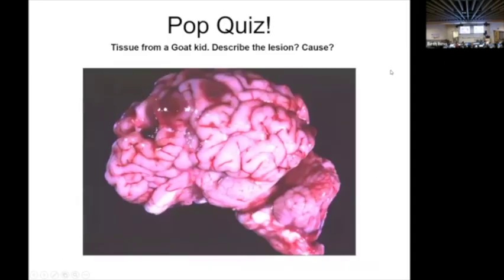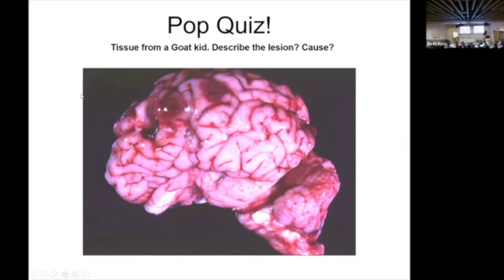All right, pop quiz. This is from a goat kid. Let's find the lesion and describe it. Multifocal, red. Raised, depressed, flat? I think kind of raised. It looks like there's maybe some material filling the sulci here, right? Some red. I also see a little bit of black, right?